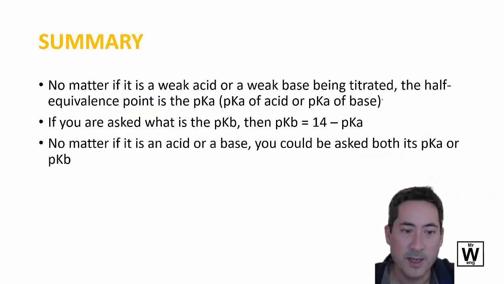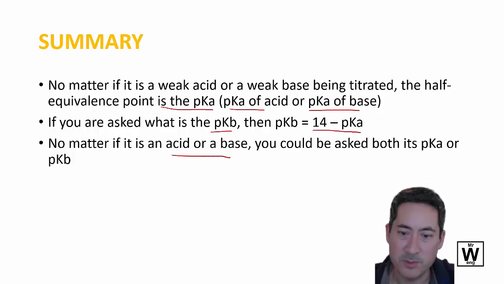So just a summary then, no matter if it's a weak acid or a weak base being titrated, the half equivalence point is the pKa. All right, so you could be finding the pKa of the acid or the pKa of the base. If you want to find the pKb, you have to subtract the pKa from 14. Okay, so it doesn't matter if it's an acid or a base. You could be asked the pKa of the acid, or the pKb of the acid, or the pKa of the base, or the pKb of the base.